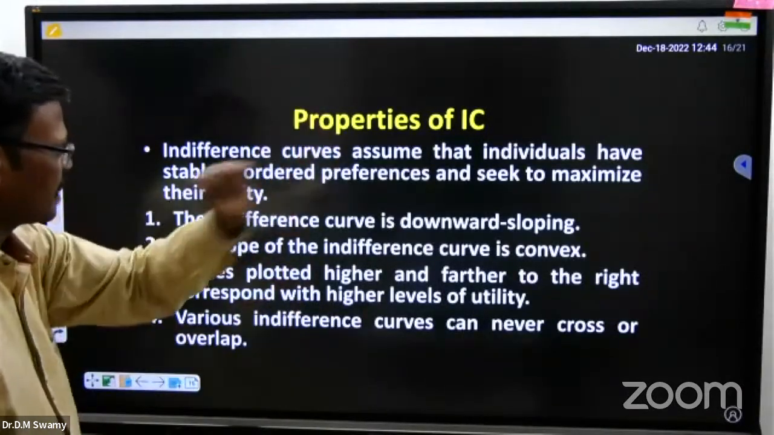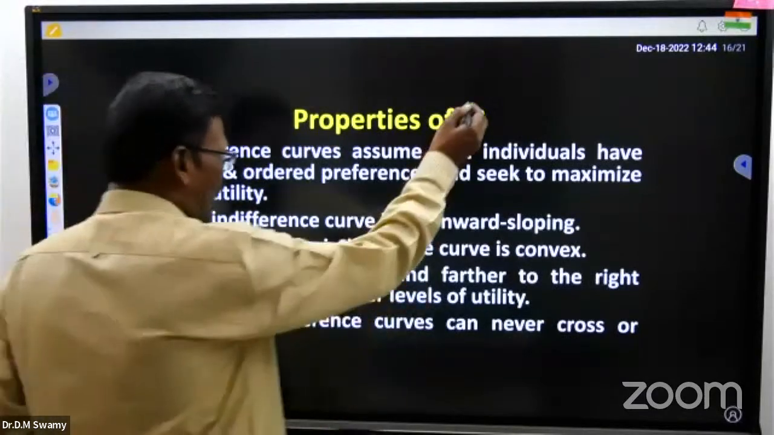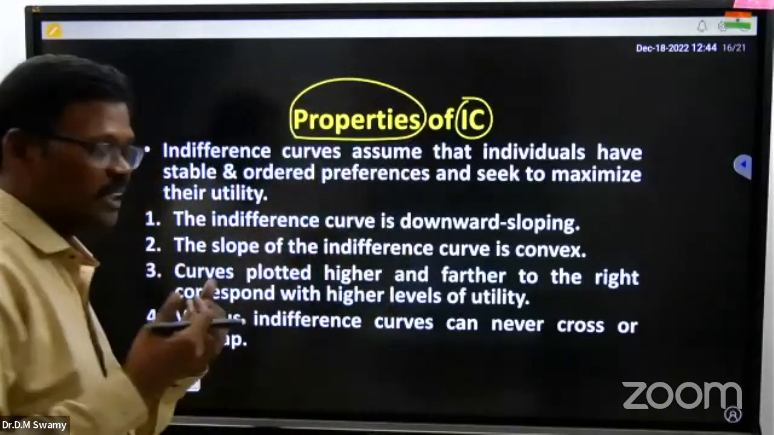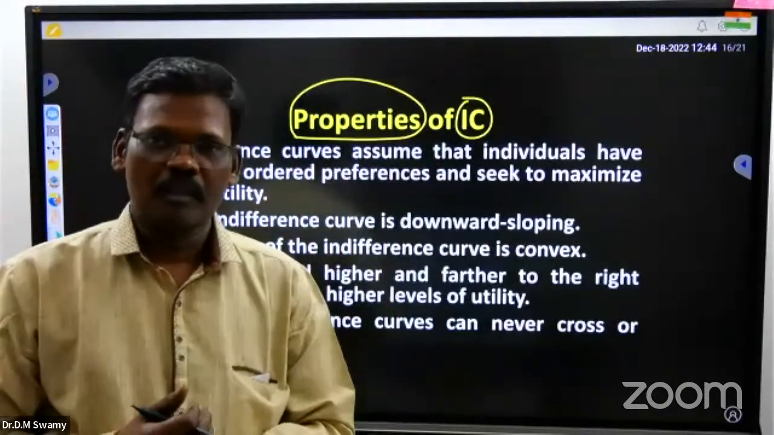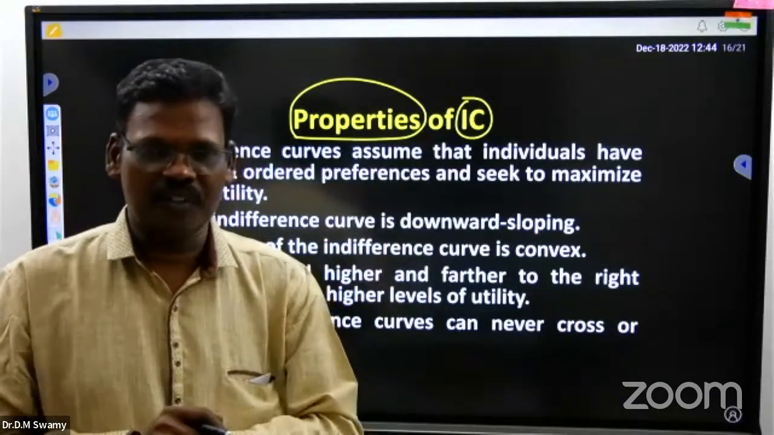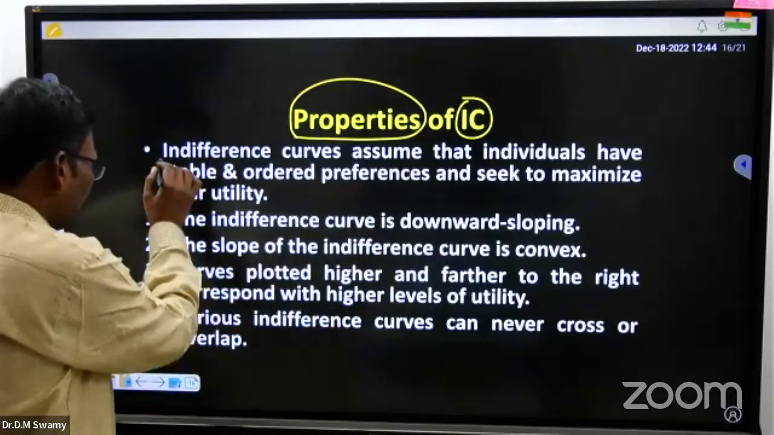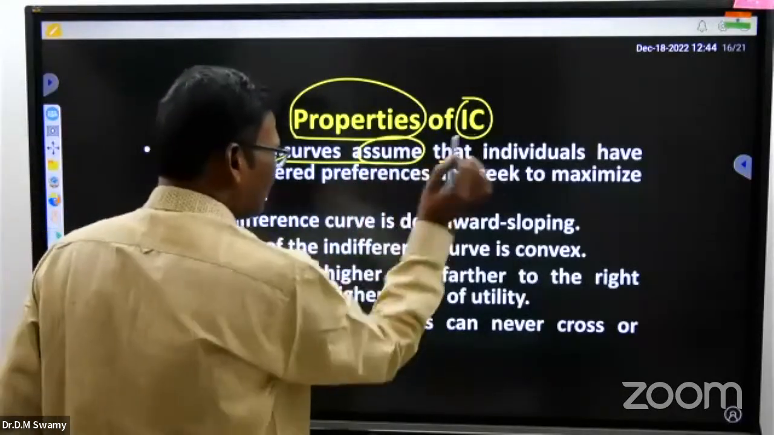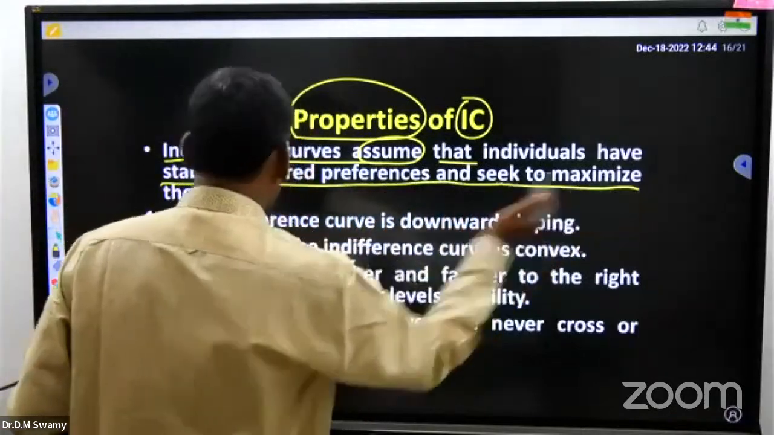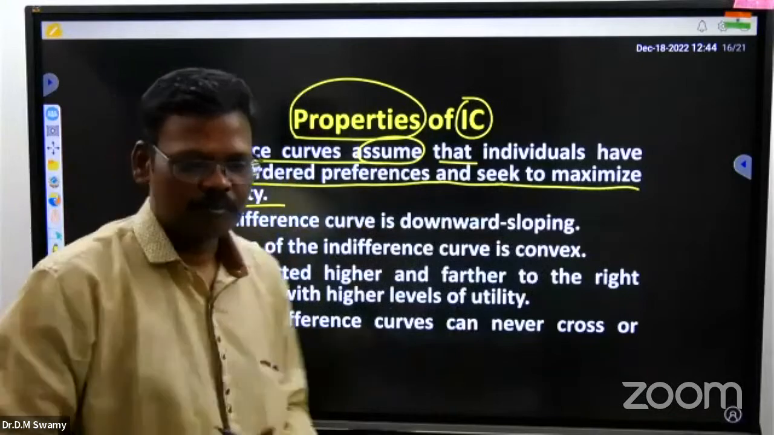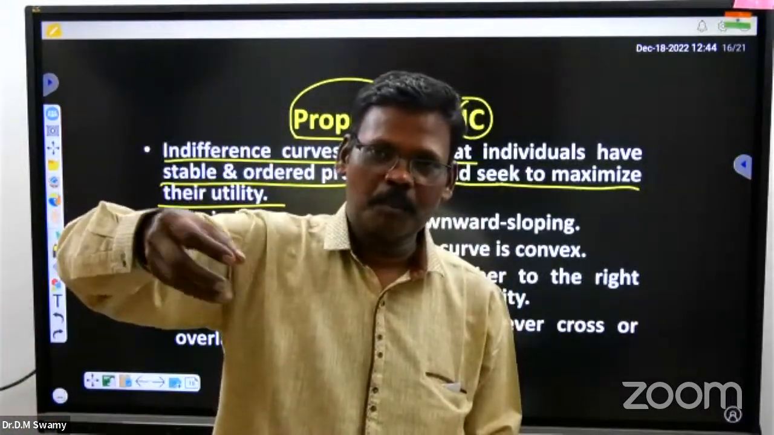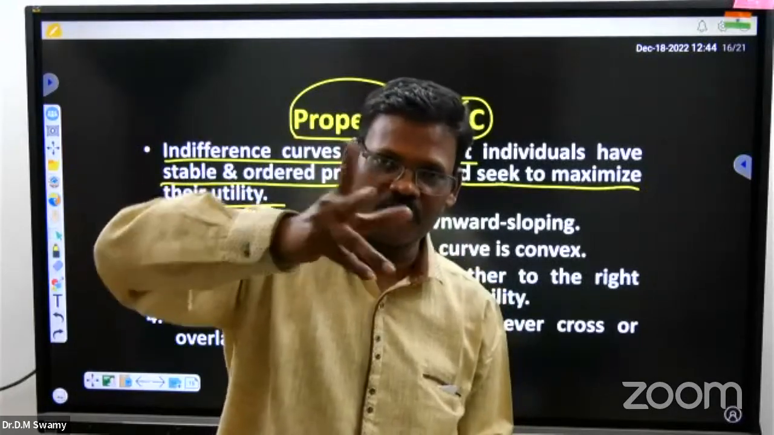When you are talking about this indifference curve, there are some important features, which are called properties. Properties of the indifference curve are the characteristics, the features of the indifference curve. The indifference curve assumes that individuals have stable and ordered preferences and seek to maximize their utility.